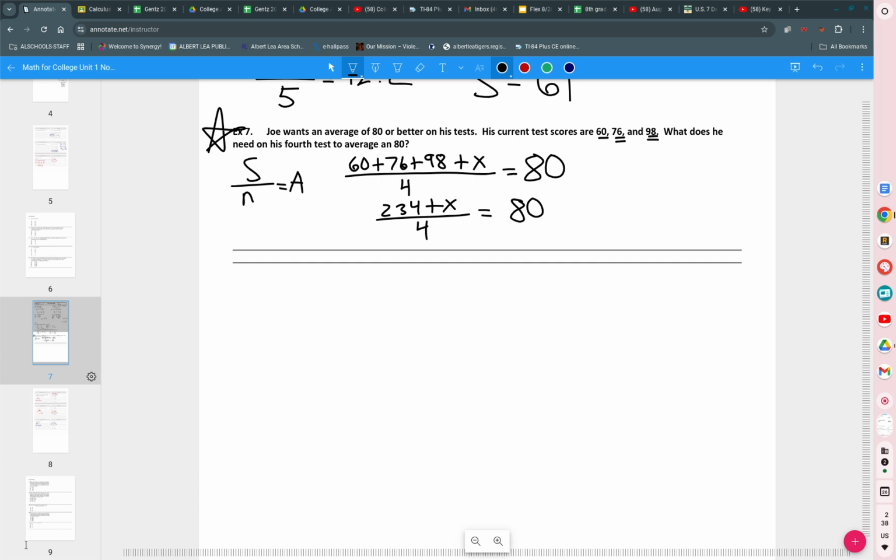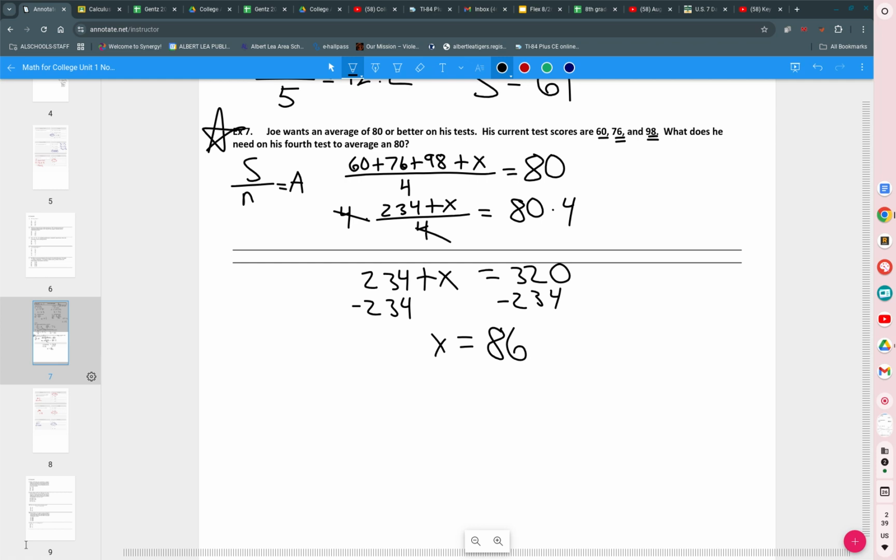How will I solve this equation then? What do I do to both sides first? Yep, I'm going to multiply by 4. That gets rid of this dividing by 4 right there. And we're left with 234 plus x is equal to 320. Now it's easy. Subtract the 234. And I get 86. Think Bella's got a shot at 86? I think she does. Yeah.